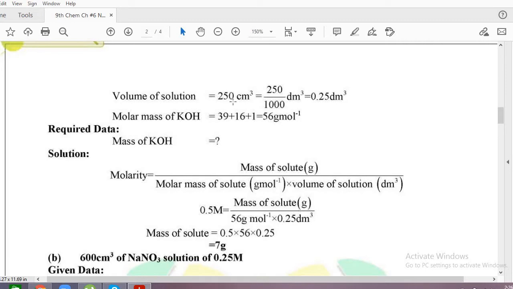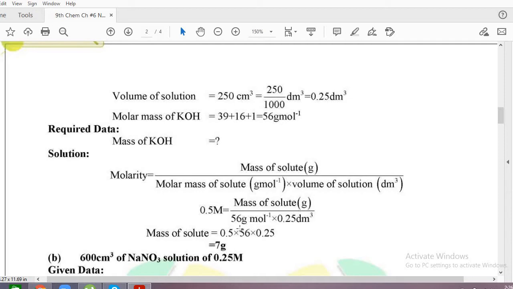The volume they have given us is 250 centimeter cube, so to convert it to dm cube, we are going to divide it by 1000. So the volume of solution is 0.25 dm cube. If I put it here, to calculate the mass of solute, molarity is 0.5 as given in the question, multiplied by the molar mass which we have just calculated, 56, and multiplied with 0.25, which is the volume of solution. Multiplying these numbers, the mass of potassium hydroxide comes out to be 7 grams.